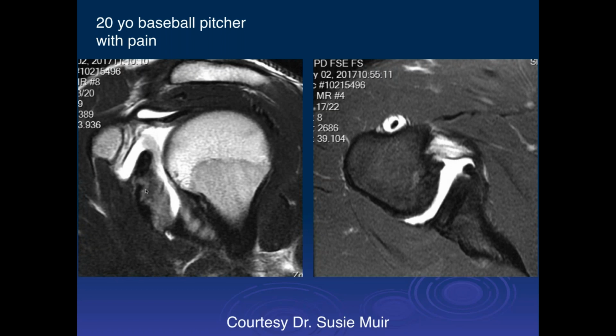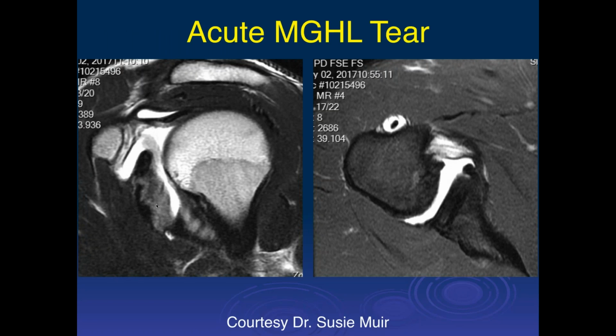We get a lot of edema in here. This is a tear of the middle glenohumeral ligament. And this is actually a superior insertion of the anterior band of the inferior glenohumeral ligament. And here's the edge of the labrum. Well, they're all anterior glenohumeral ligaments. It's just in different positions.